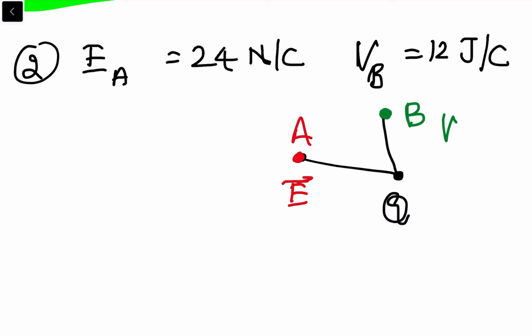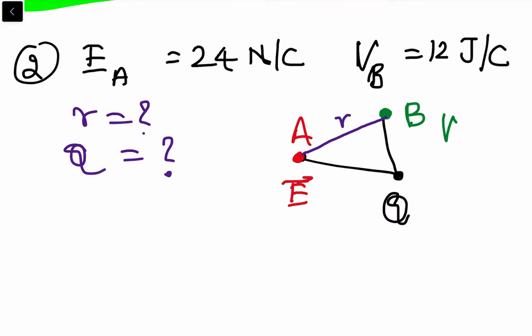What we have to find here is the distance between A and B, and also the related R. So R is equal to question mark, and the magnitude of the charge is also a question mark. This is what we have to do now.